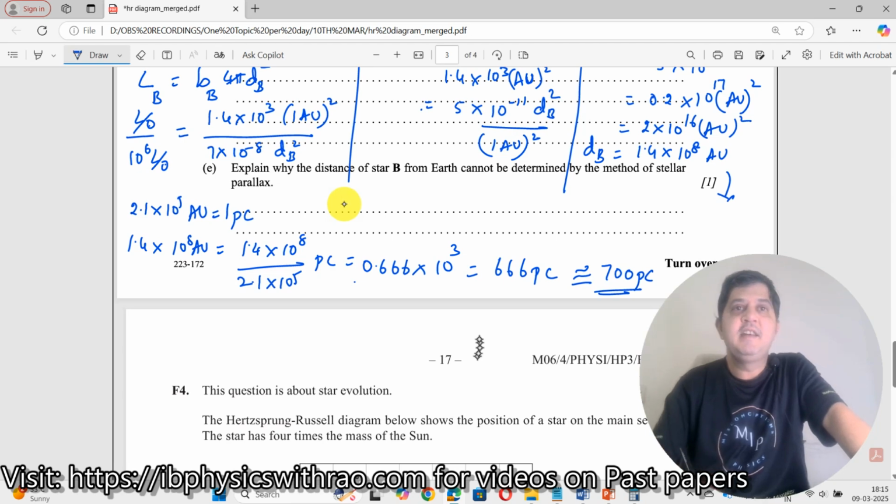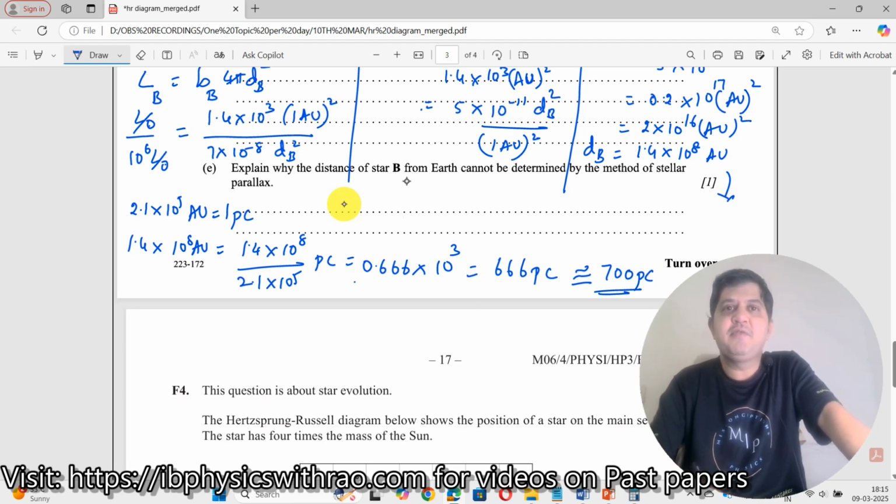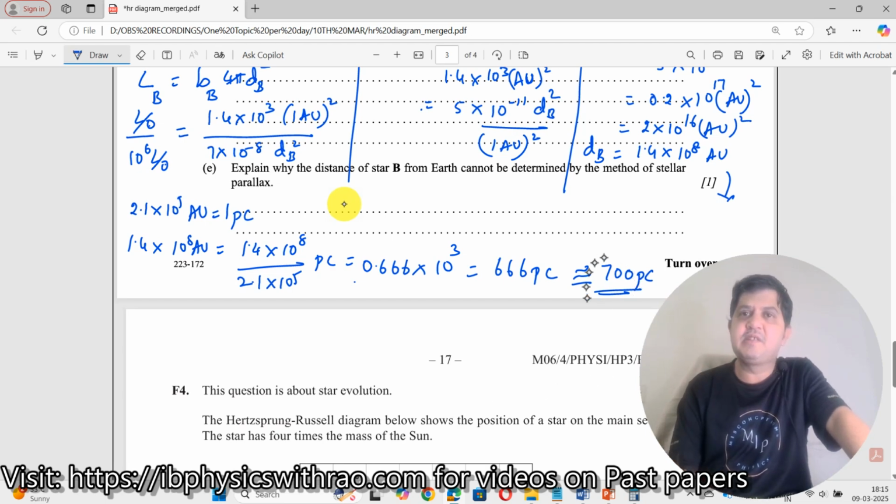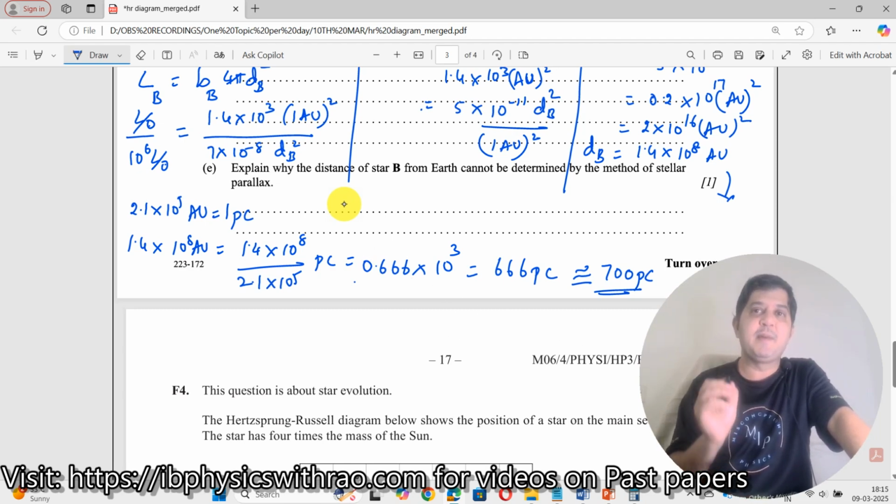Next, explain why the distance of star B from Earth cannot be determined by the method of stellar parallax. Why can't you use stellar parallax to do it? Why do you need to go around a roundabout way like this? The simple thing is that you can use stellar parallax only when the distances are very, very small. But distances of the order of 700 parsec are too big. So as a result, you cannot use the stellar parallax method.